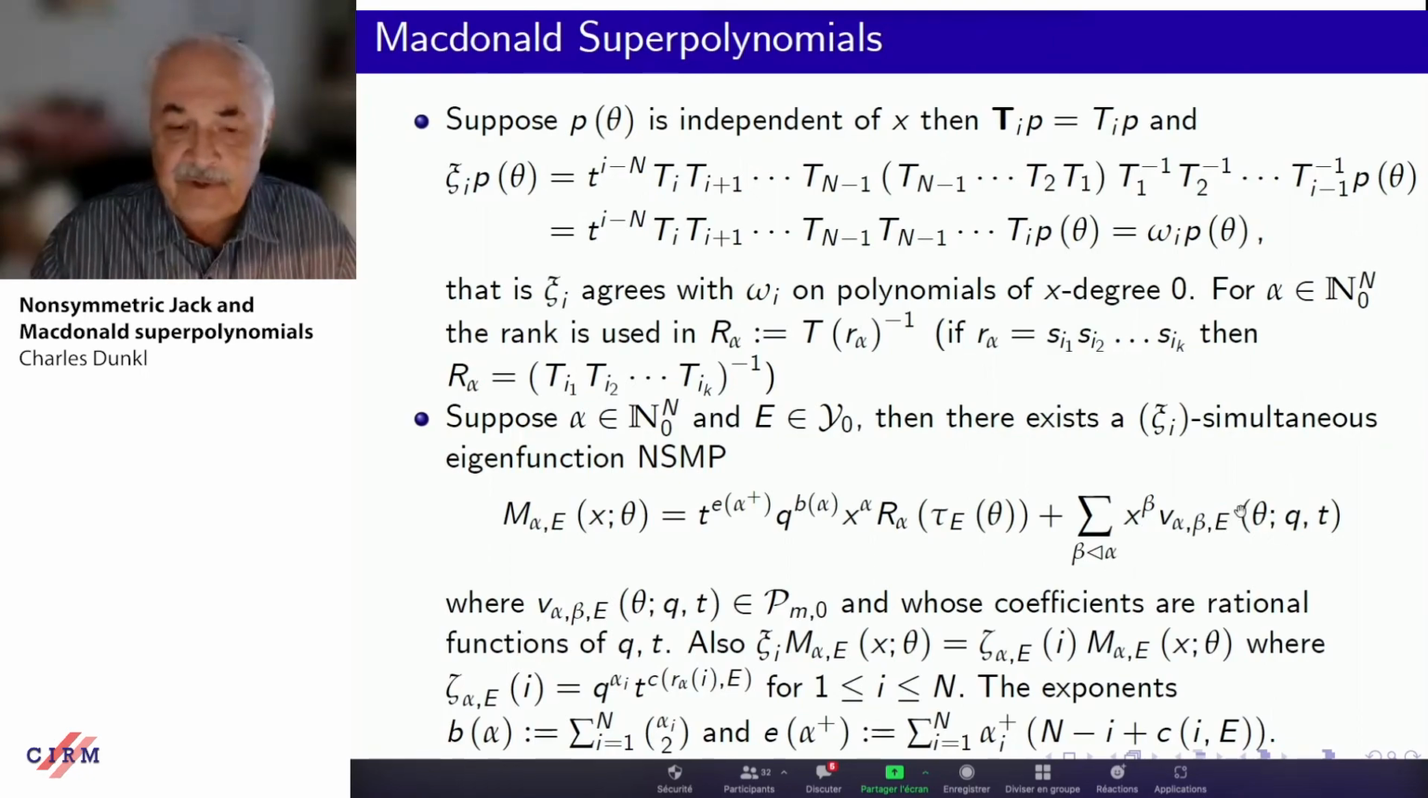These coefficients are rational functions of q and t. The eigenvalues are q to the alpha i, so that's easy, and then t to this content thing.